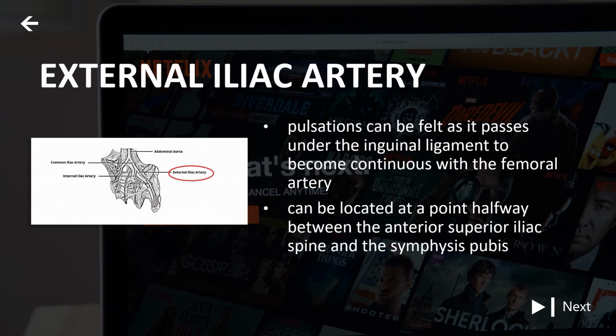External iliac artery. The pulsations of this artery can be felt as it passes under the inguinal ligament to become continuous with the femoral artery. It can be located at a point halfway between the anterior superior iliac spine and the symphysis pubis.